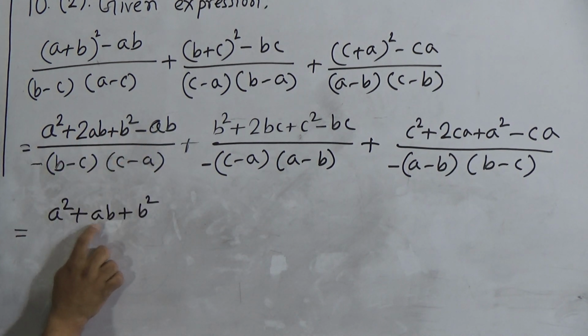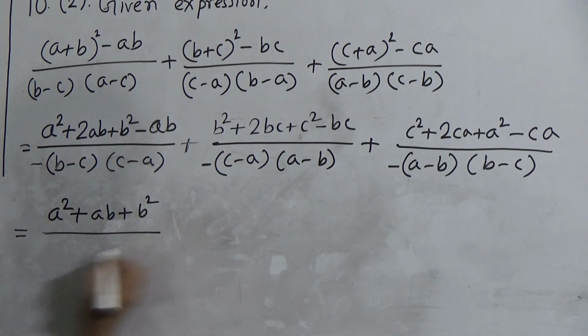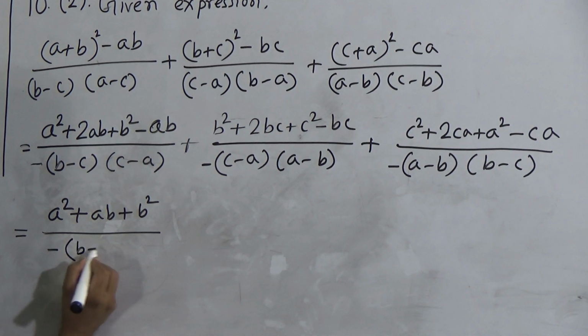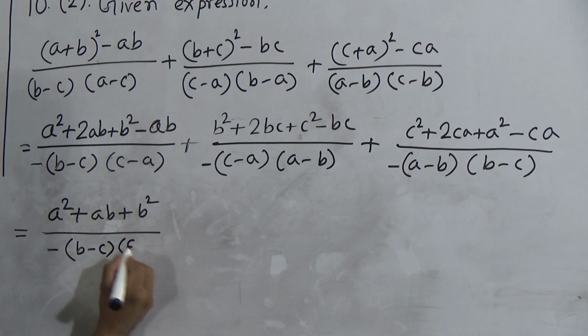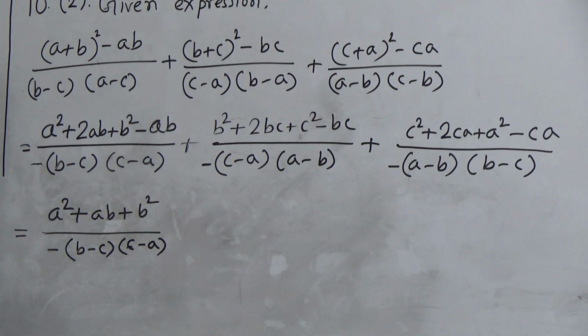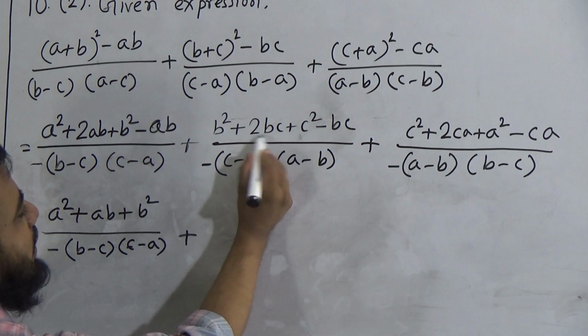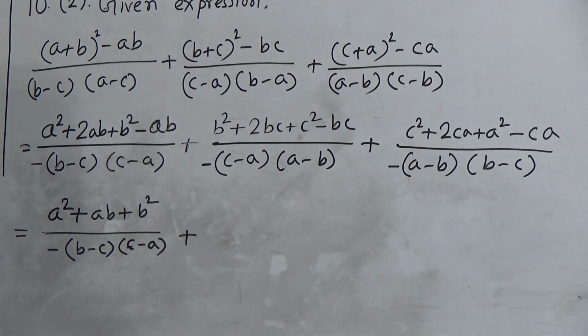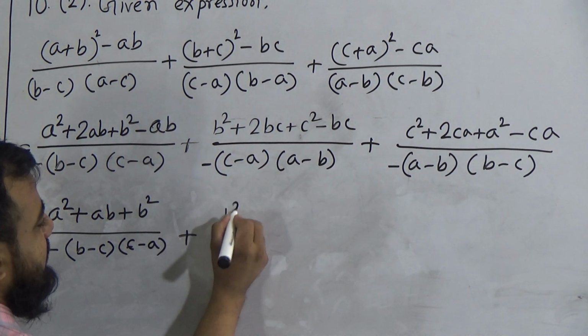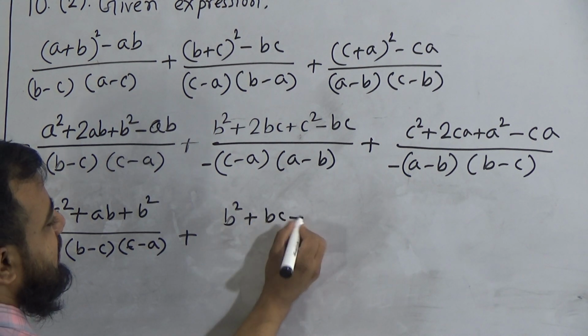We will get 1 AB. Like this, in the second term, we will have this minus BC, and C minus A will remain unchanged here. Plus, in the second term, we will have twice BC minus BC. That means only BC remains unchanged here. Okay, B square plus BC plus C square.